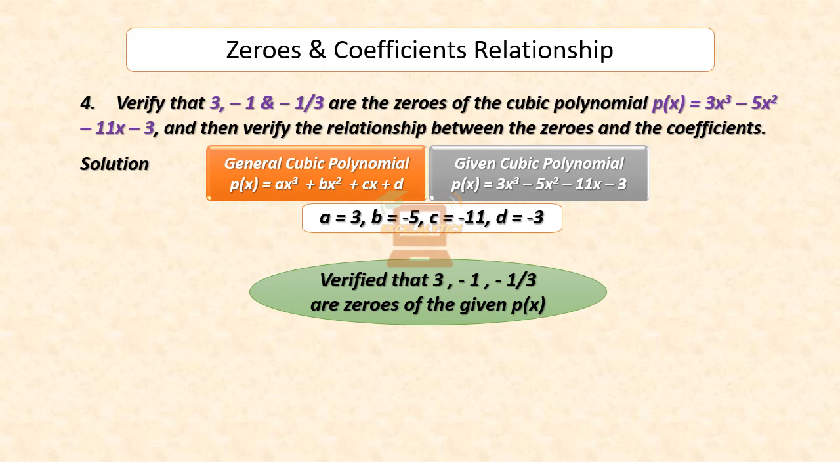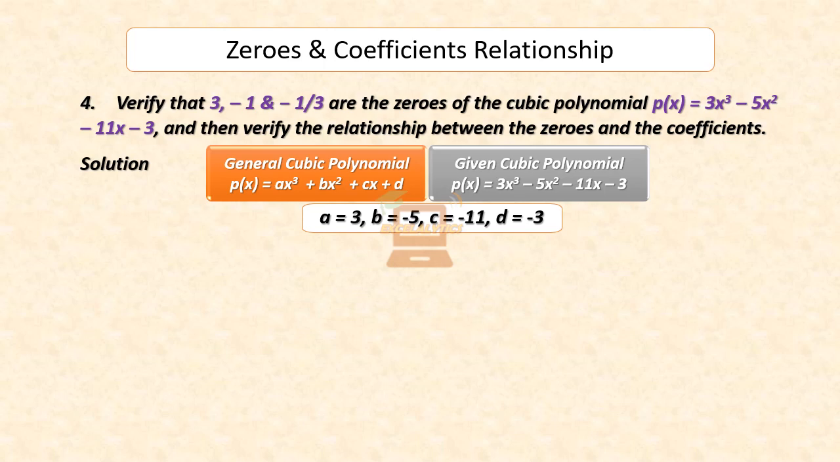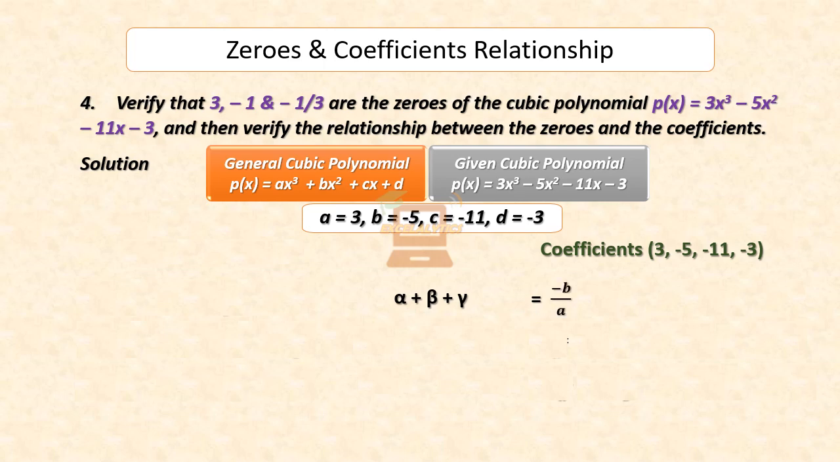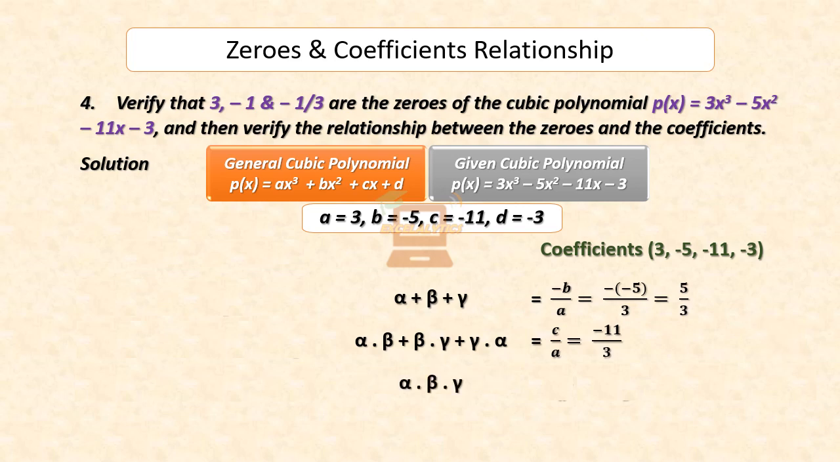Now we know for a cubic polynomial ax cubed plus bx squared plus cx plus d, the relationships are as follows. Sum of the zeros equals negative ratio of b to a, that is minus of minus 5 by 3, that is 5 by 3. Product of the zeros taken 2 at a time equals c by a, that is minus 11 by 3. Product of the zeros taken all 3 together equals minus d by a, that is minus of minus 3 by 3, that is 1.